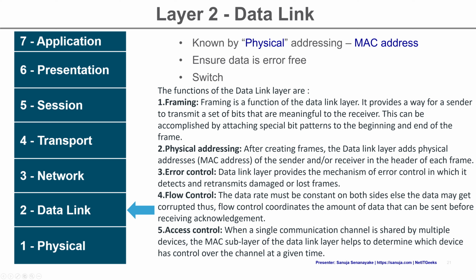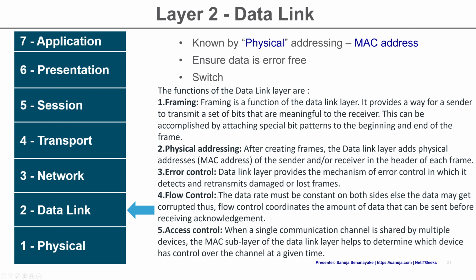The data link layer also does error control. It provides a mechanism of error control in which it detects and retransmits damaged or lost frames. And it is also responsible for flow control, where the data rate must be constant on both sides, else the data may get corrupted or clash with each other. So flow control coordinates the amount of data that can be sent before receiving acknowledgement. Basically, flow control, where two or multiple devices are communicating with each other, happens at the data link layer.